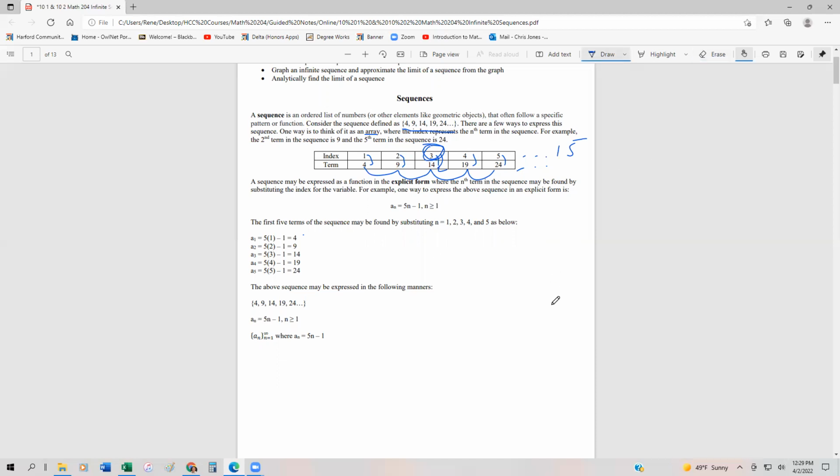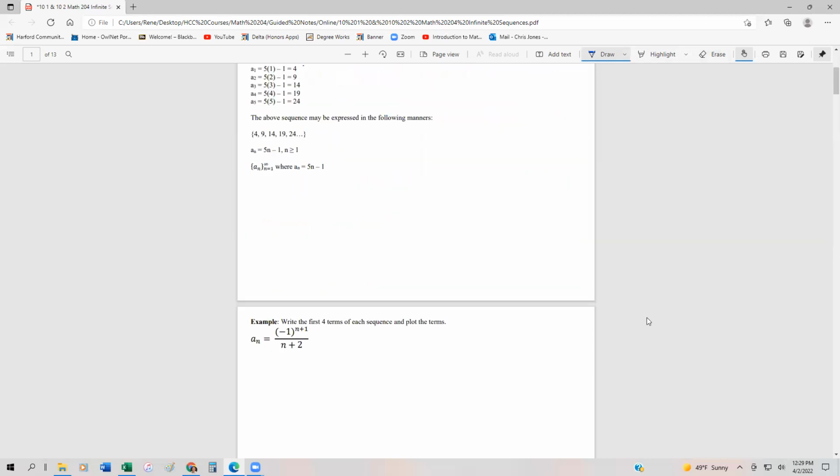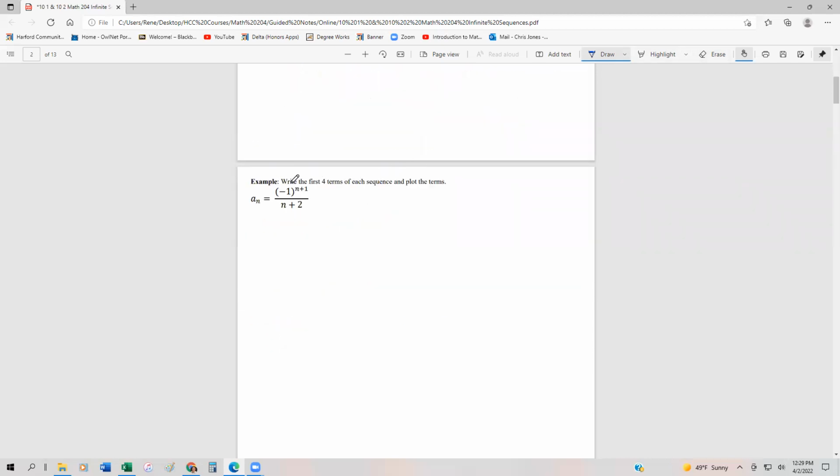Let's take a look at a really basic example of how to work with a sequence. We're going to write out the first 4 terms of the sequence, and then I'm also going to plot the terms using Excel. So let's say, for instance, we wanted to figure out the first term in the sequence.